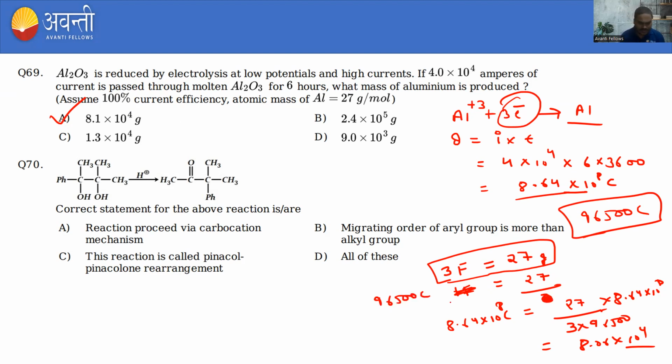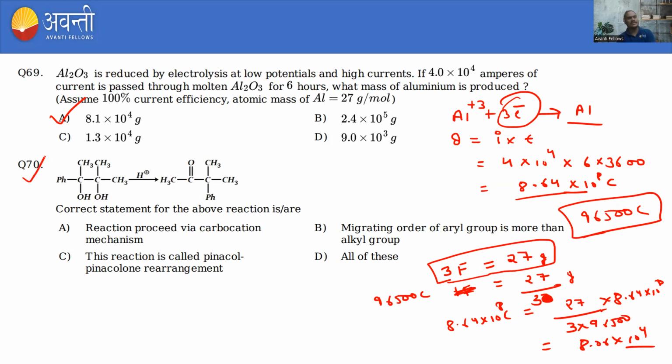So how much will 1 coulomb produce? Right? Because we have 3F now. So 96,500 coulomb will produce 27 upon 3 gram. So this much coulomb will produce this much. Okay. So in this way we have found it out. Chalo, move to the next question, beta.